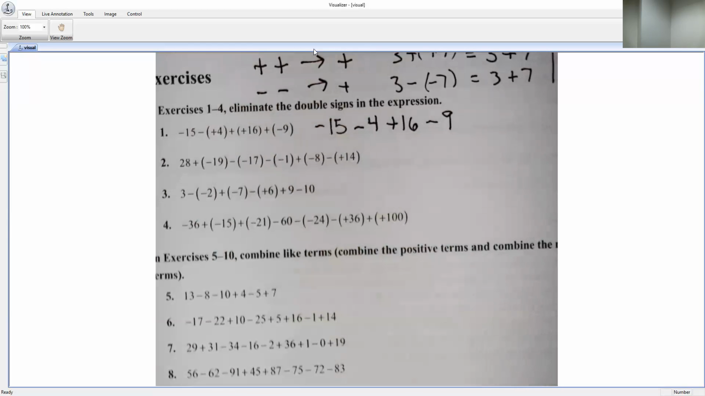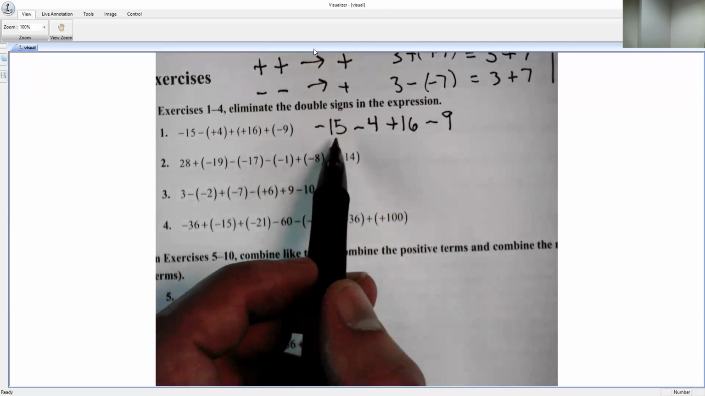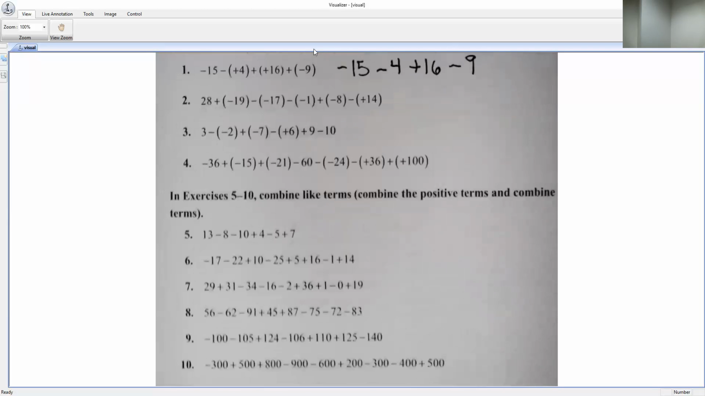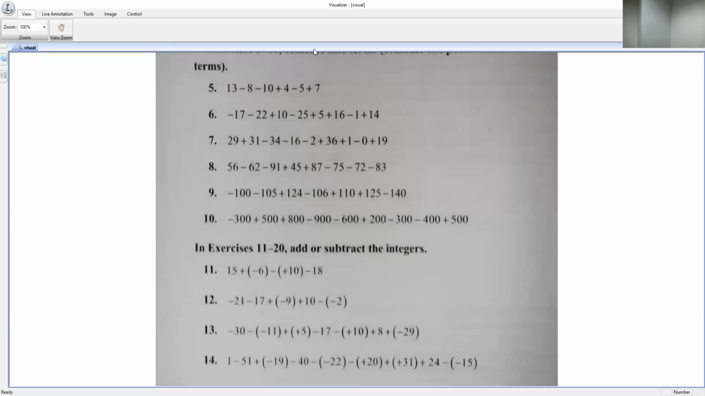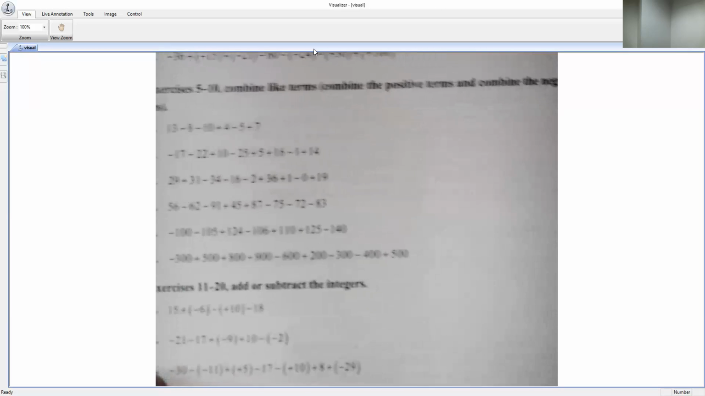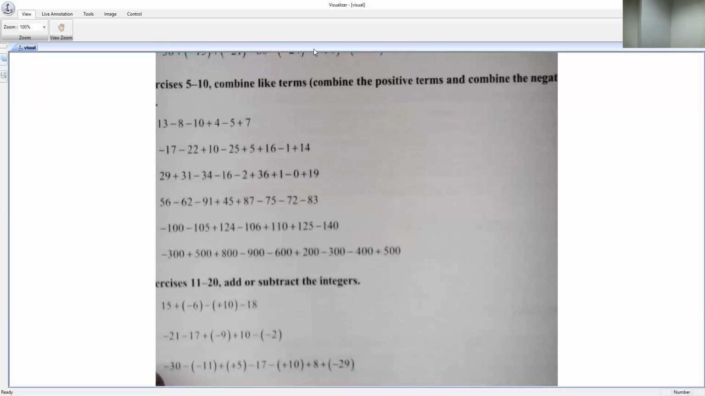There'll be some problems in my math lab where you're asked to do that. Now, can we calculate this and actually find out what it is? Sure, but that's not what the directions say to do right now. Based on the directions, we're finished with that one. Okay. Now, in the next examples, we're asked to combine like terms by combining the positive terms and combining the negative terms.